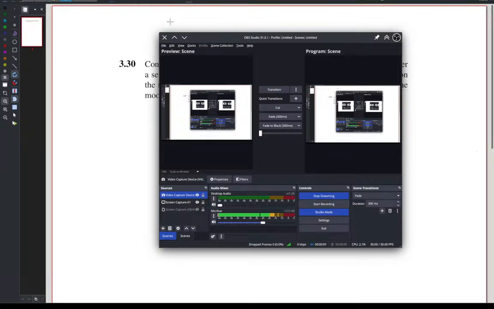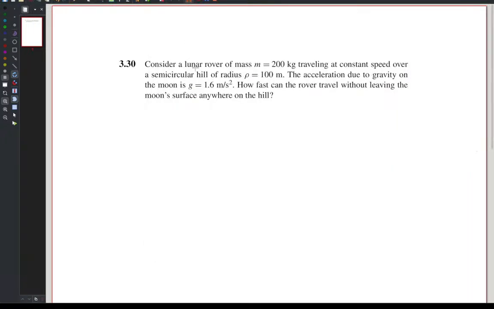For some reason my camera is not working today, but that's all right. We got the rest of it up and running.